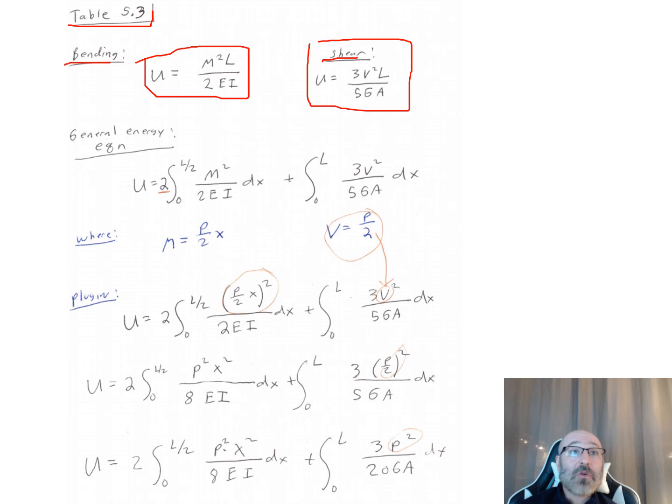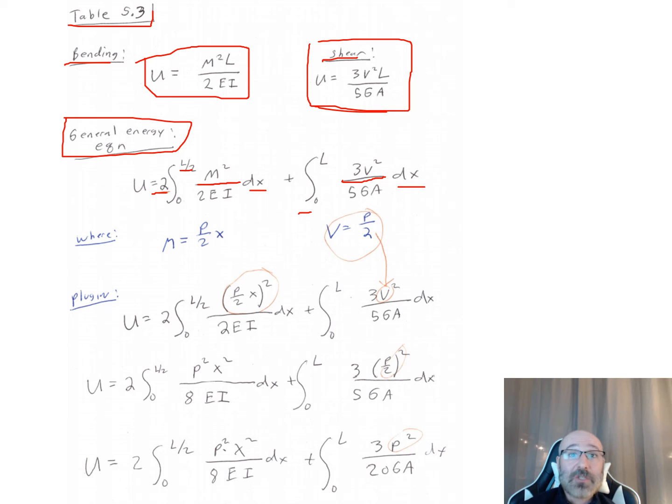Now what we want to do is come up with a general energy equation. Our general energy equation is going to involve both of those because we have both bending and shear in this problem. So U is equal to 2 times, and this 2 is from what we discussed before, because this is symmetric, the integral from 0 to L over 2 of M squared over 2EI dx, relative to x. And then for shear, we have the integral from 0 to L of 3V squared over 5GA dx.